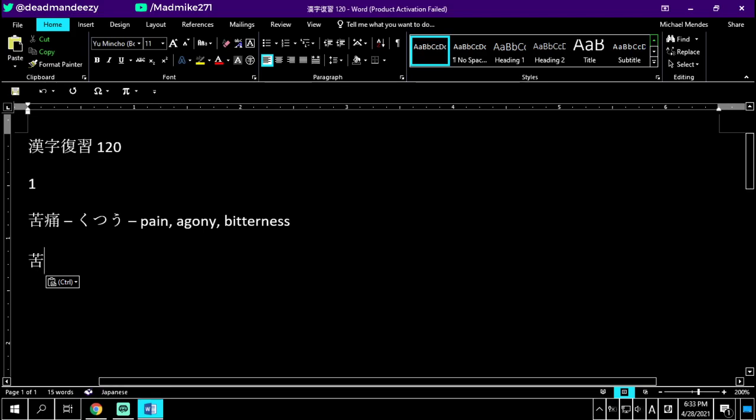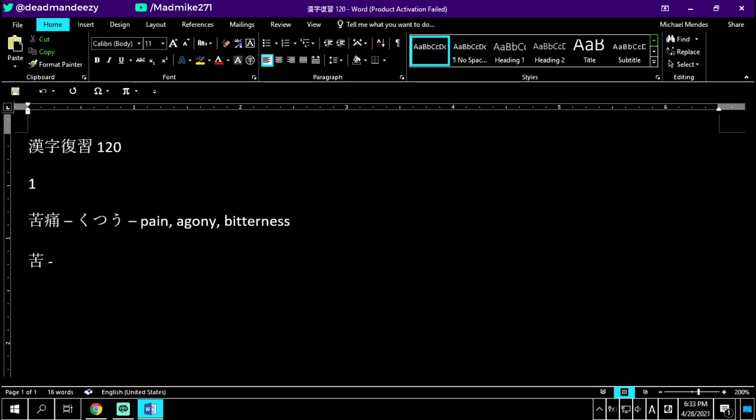Our first kanji has the kunyomi of kurushi and the onyomi of ku. This is suffering, trial, or hardship. Feel bitter. Radicals in this kanji are grass on top of old. Suffering, trial, and hardships are old grass. Kurushi or ku.